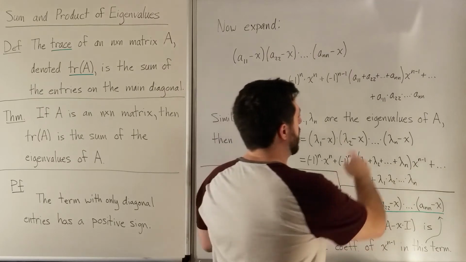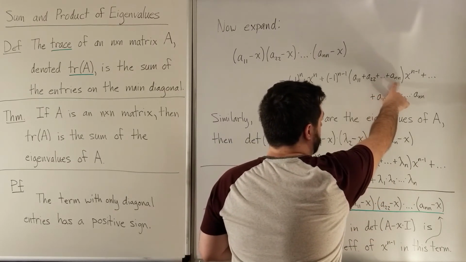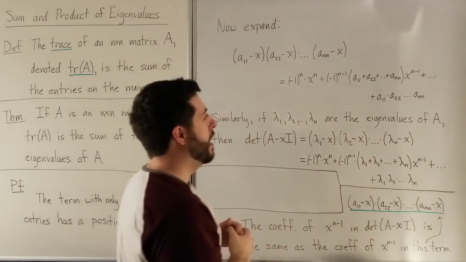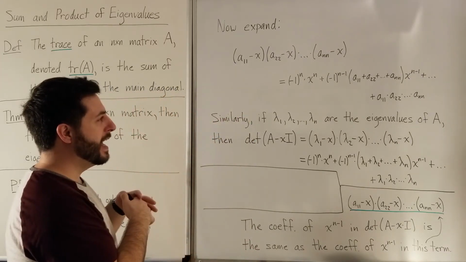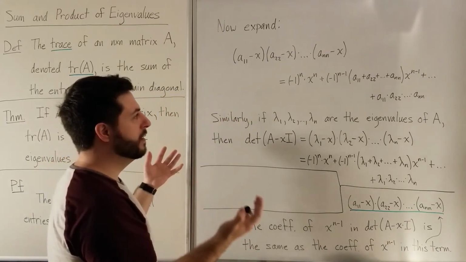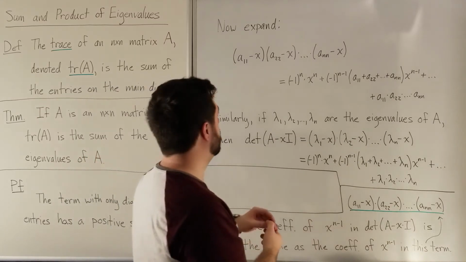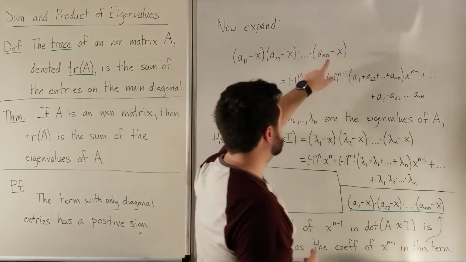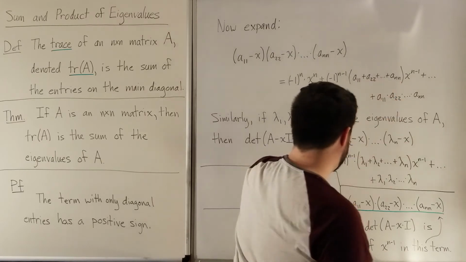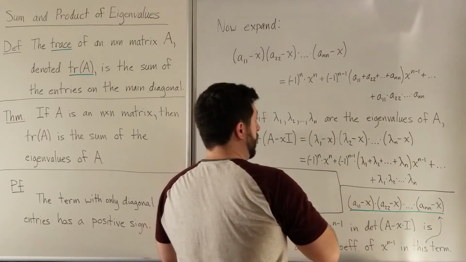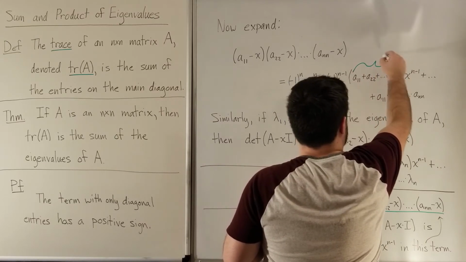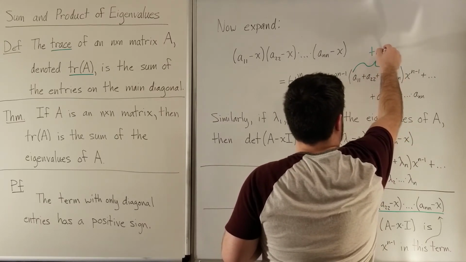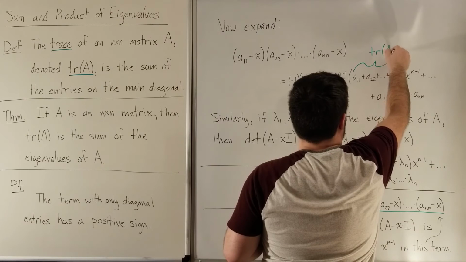Okay? And we can choose each of these numbers individually when we're making these choices in the expansion, and when we do that, we just get the sum of all those numbers. So the sum of the diagonal entries is right here. This is exactly the trace of A.